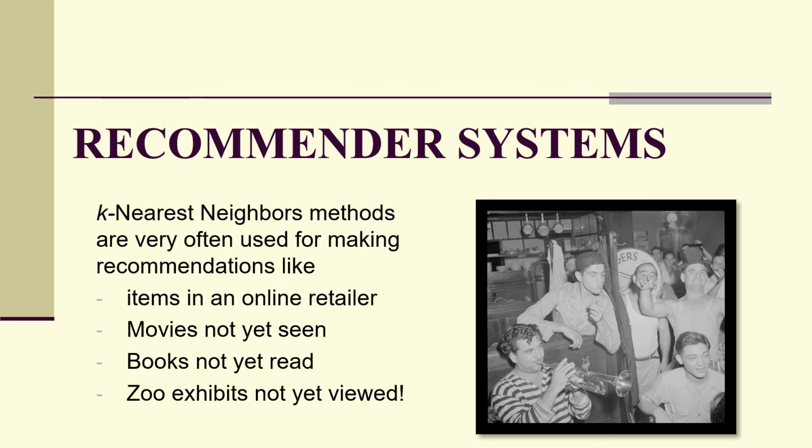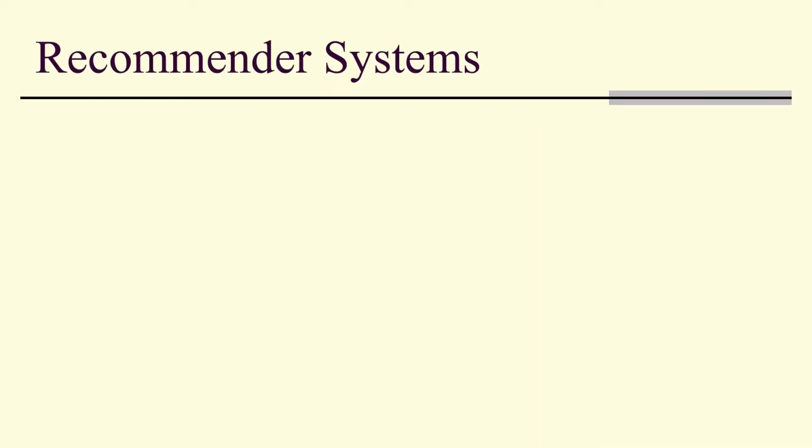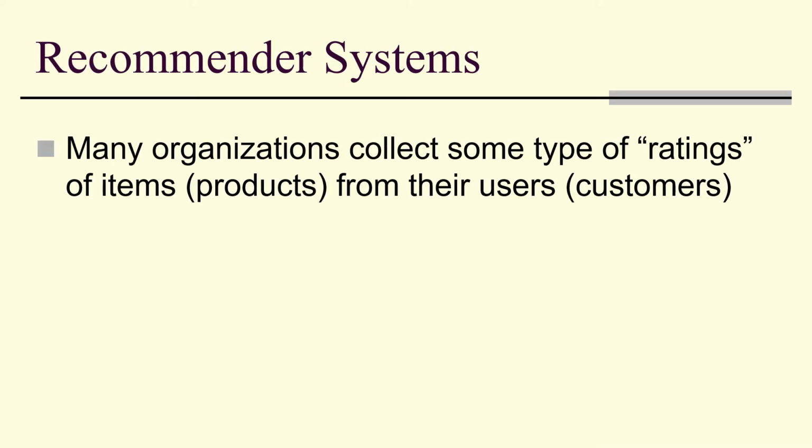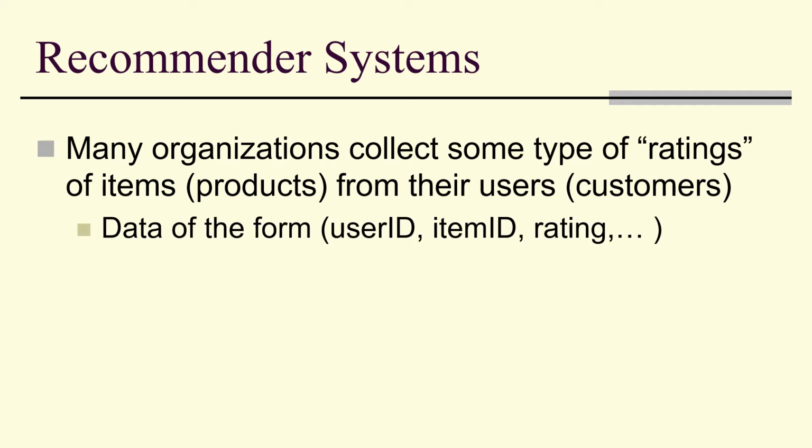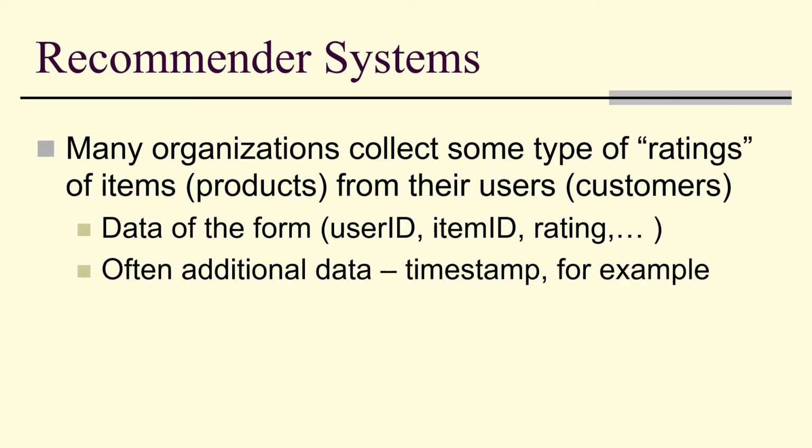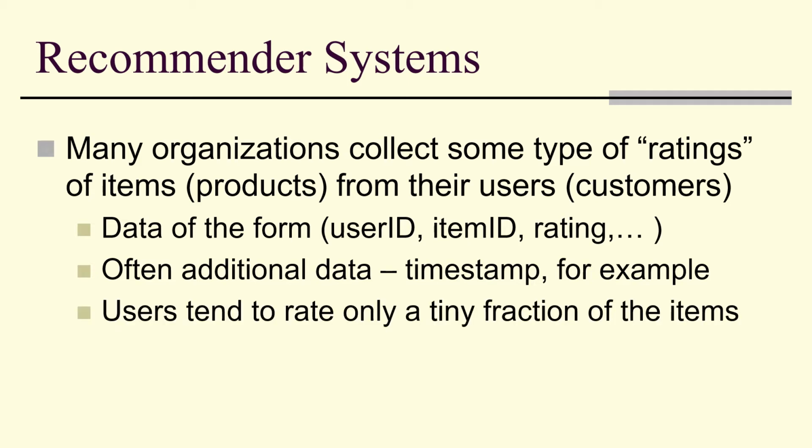So we're going to look at recommender systems. These are methods used in online retailers, book recommendations, movie recommendation sites, very ubiquitous in our society right now. Many organizations collect some kind of ratings of items from their users. And so we get data of the form: the user ID, the item ID, and the rating. There's often additional data, timestamps for example.